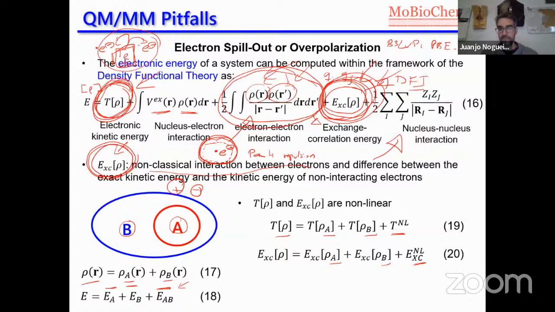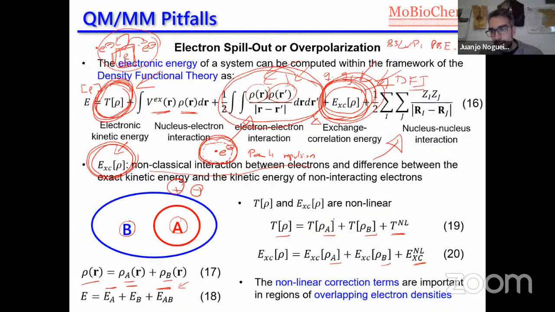Okay, good. So we are doing this development of these equations because these nonlinear terms will be relevant when talking about the QM/MM scheme. Okay, so we are going to see now in a minute the importance of these terms.